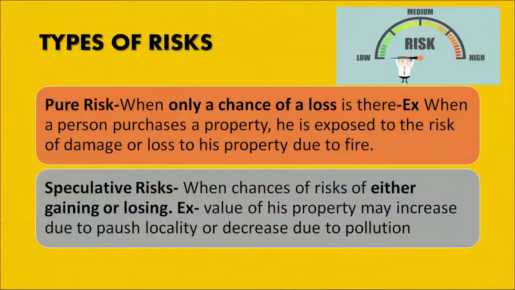Now let us discuss the types of risk. When we talk about risk, which is the probability of loss, we can categorize risk into various categories. First is pure risk. In pure risk, there is only a chance of loss and no probability of making a profit or gain out of it. For example, a person purchases a property, he is exposed to the risk of damage or loss to his property due to fire. So this is an example of pure risk.